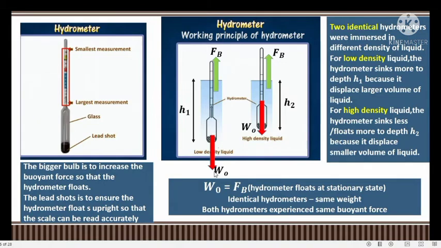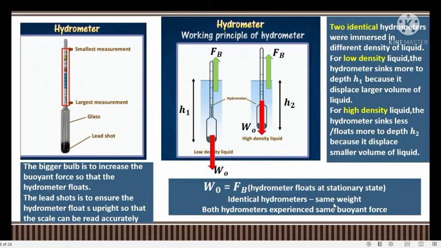You can see this is the gravitational force, or weight, always acting downward, W0. The weight is balanced by the buoyant force, always marked upwards, FB. The forces are balanced as the hydrometer floats upright, stationary. So from here, based on the concept of balanced forces, the weight of the hydrometer is equal to the buoyant force. The hydrometer floats at stationary state.